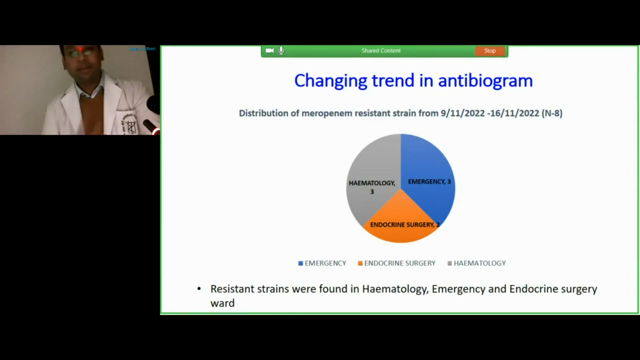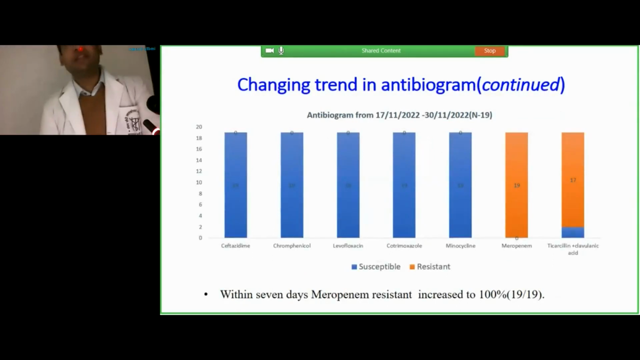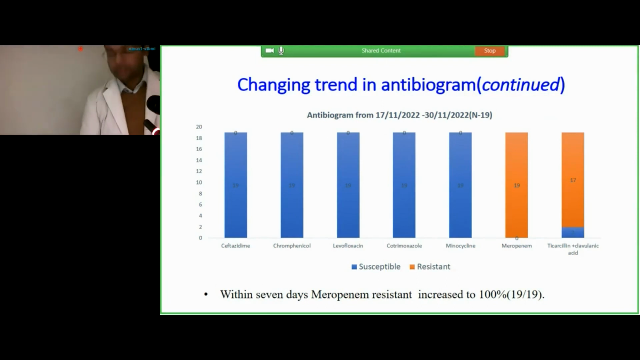Now, if we compare this change in the antibiogram within the first week, within 7 days only, the meropenem resistance rose to 100%. From 38%, it rose to 100%. And for decarbonylic acid, which was 100% resistant, the isolates were found to be sensitive. So there was a rapid change in the sensitivity pattern of these isolates for the meropenem drug.